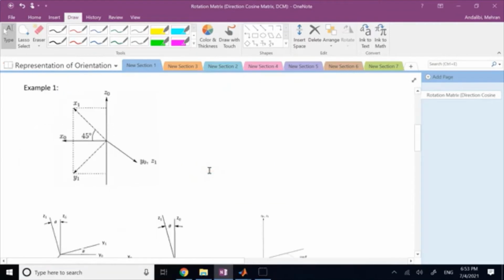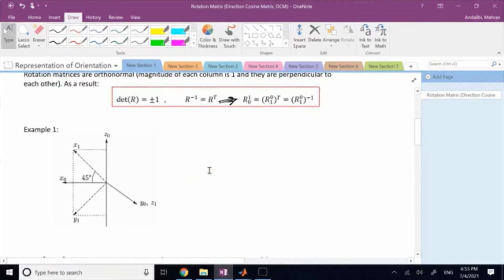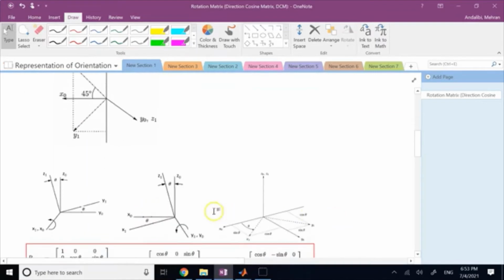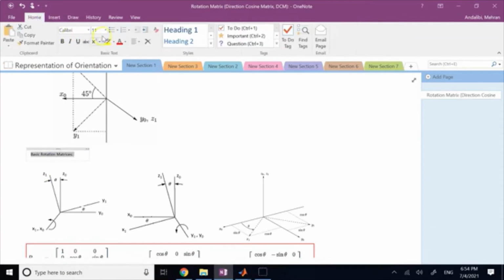Now, with all that being said, let's look at one example together first, and then we go look at the basic rotation matrices and so on and so forth, right? So these guys we will call basic rotation matrices, and we are going to derive them, and I'm going to show you how to work with them. So that's my next topic.